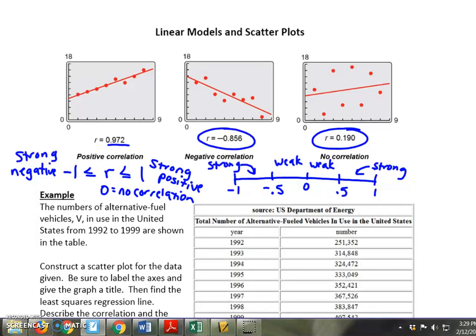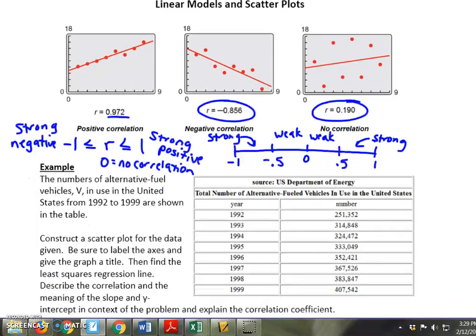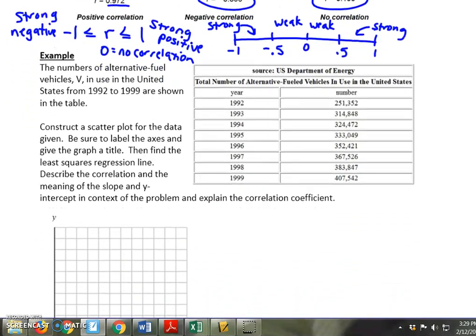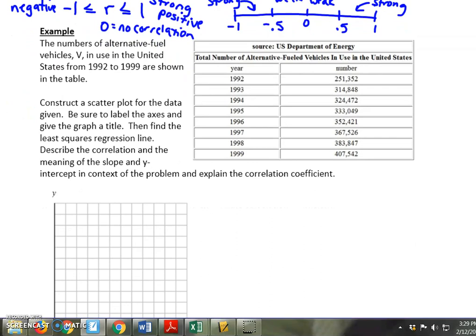So let's take a look at an example. We have the numbers of alternative fuel vehicles, V, in use in the United States from 1992 to 1999, shown in the table next to the problem. Construct a scatter plot for the data given. Be sure to label the axes and give the graph a title. Then find the least squares regression line, and we'll do that on the calculator. Describe the correlation and the meaning of the slope and y-intercept in context of the problem, and explain the correlation coefficient.